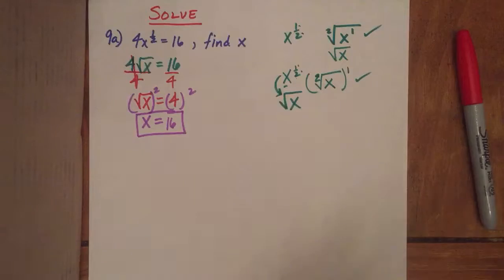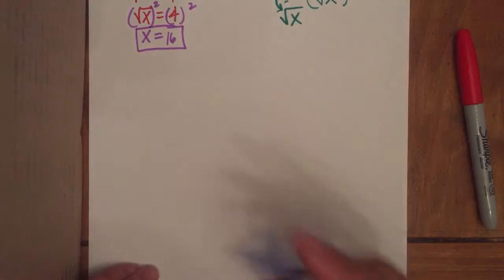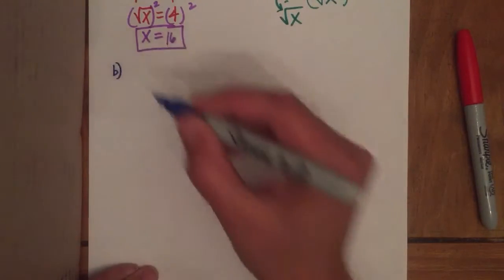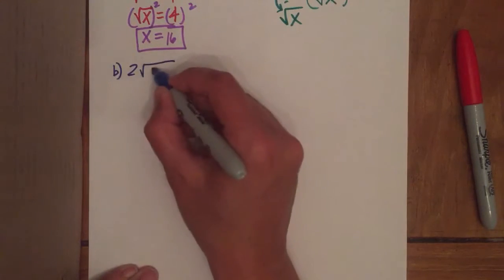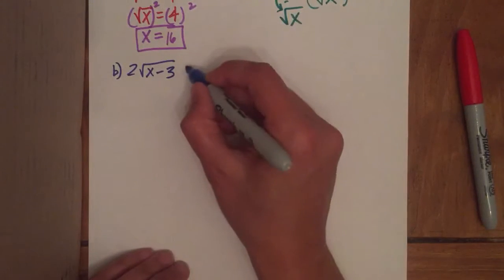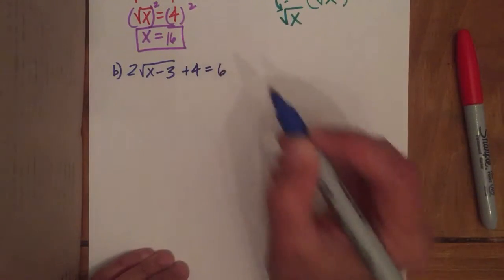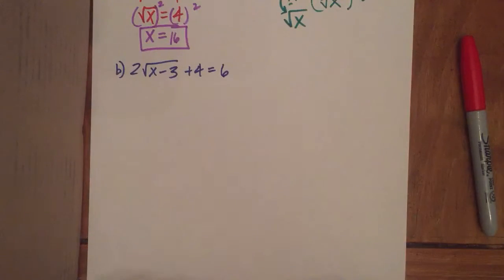That's how you do 9a. So let's look at 9b. 9b is 2 times the square root of x minus 3, plus 4, equals 6. And so we want to solve for the value of x.